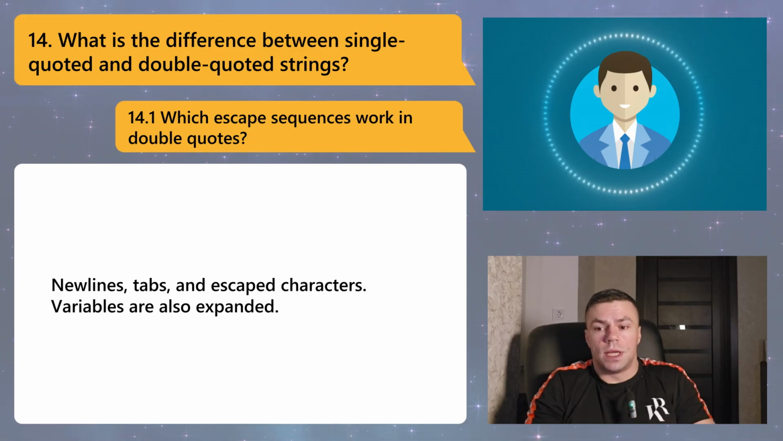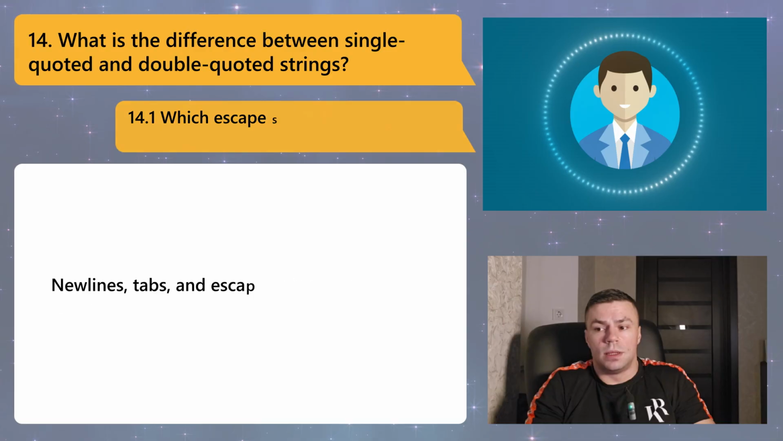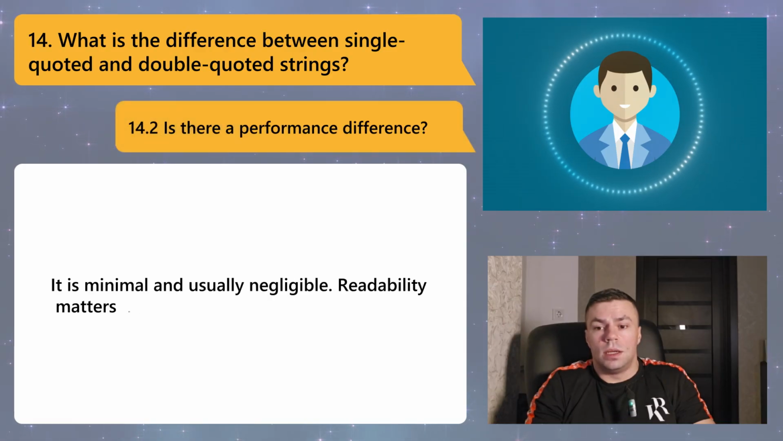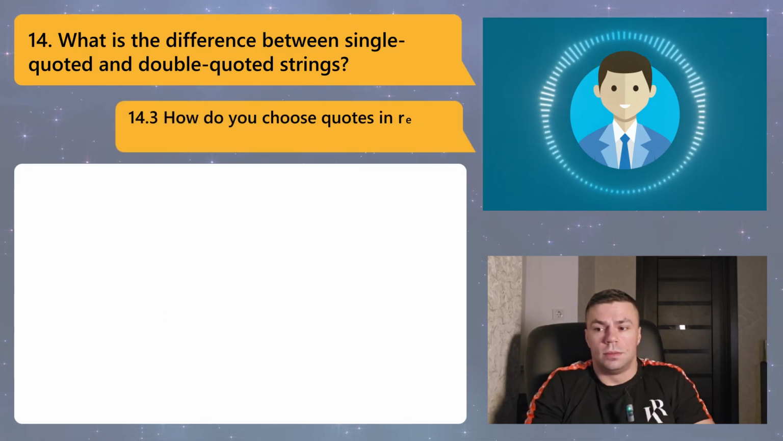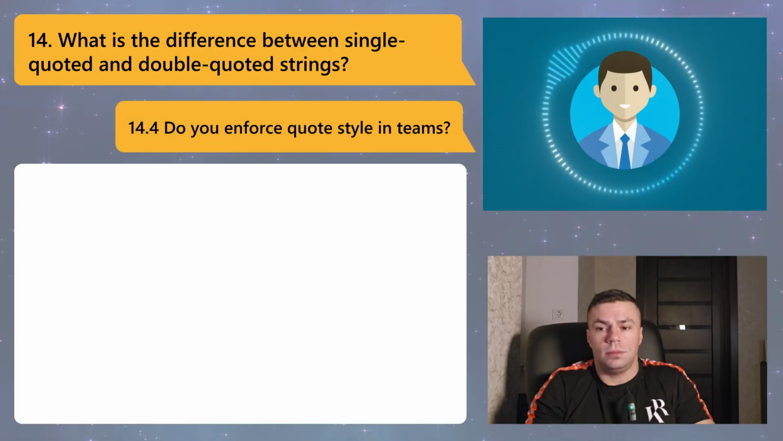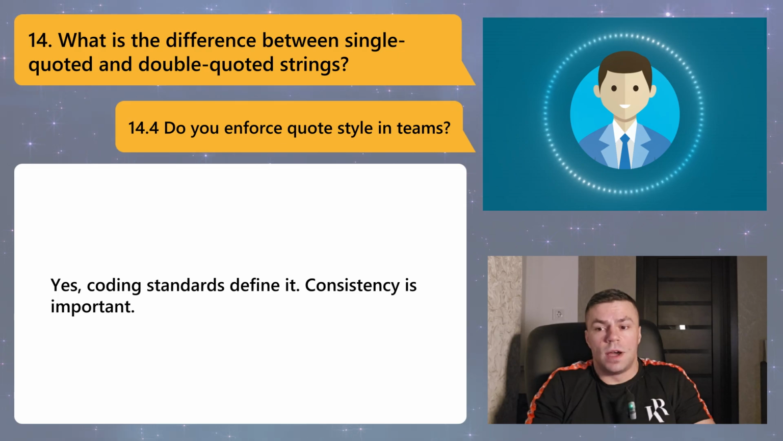Which escape sequences work in double quotes? New lines, tabs, and escaped characters. Variables are also expanded. Is there a performance difference? It is minimal and usually negligible. Readability matters more. How do you choose quotes in real code? Single quotes by default, double quotes only when needed. Do you enforce quote style in teams? Yes, coding standards define it.